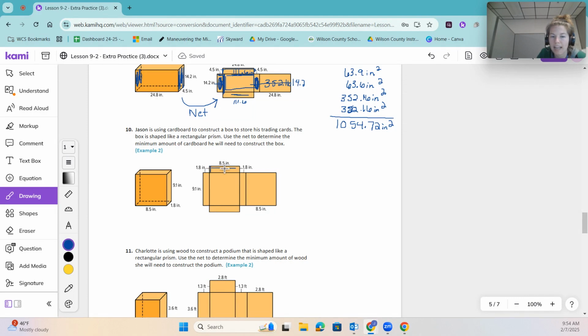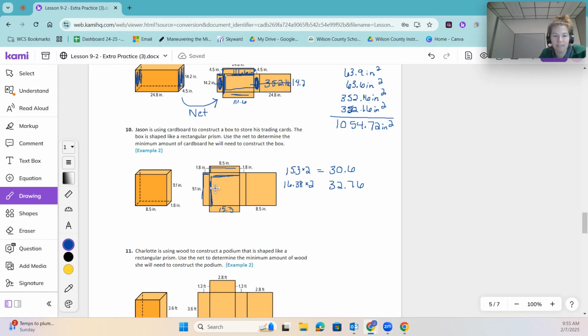We have 1.8 and 8.5, which is 15.3, and we've got 2 of those. This time I just multiplied it by 2 because we have 2 sides that are the same. Then this other side is 9.1 times that same 1.8. The 1.8 is right here. And that's going to give me 16.38, and we have two sides just like that, which will be 32.76.